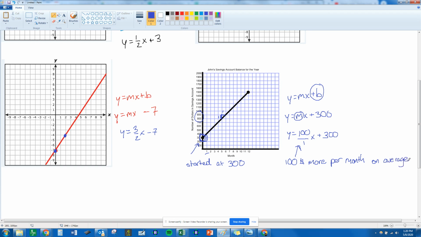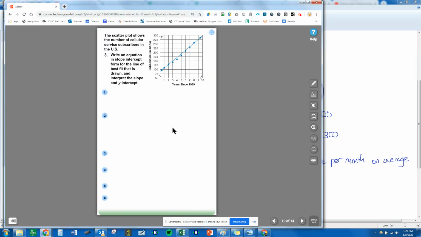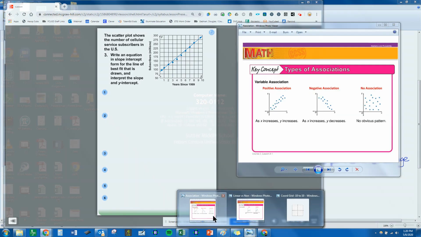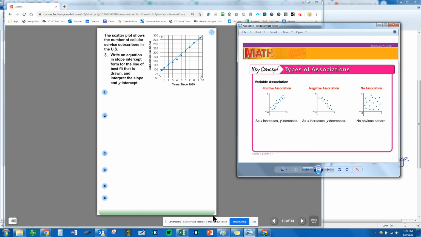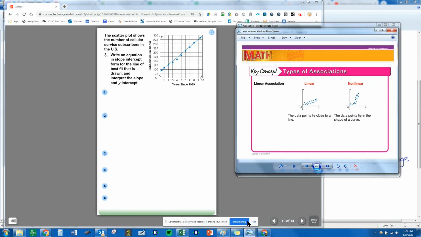Okay, so from there, let's get back to our lesson and see what we know. In our lesson, we were looking at this scatter plot. So first, decide: is this a positive association, negative, or no association? You should have said positive association. Next, would you say this is linear or nonlinear? You should have said linear. Great. Let's go ahead and write an equation for the mx plus b.